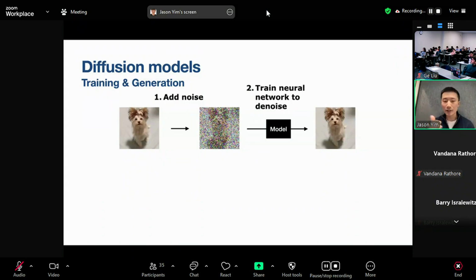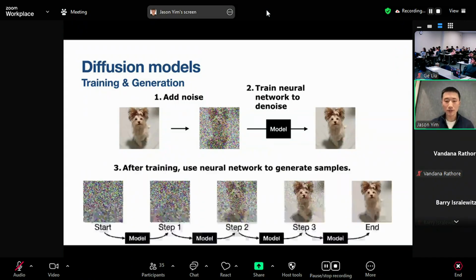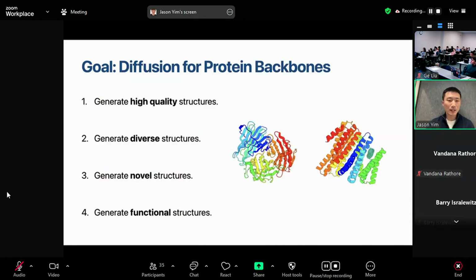And if you can do this task really well for different amounts of noise, then you can start from pure noise, and then you can take these iterative steps where at the very end, the model is going to denoise enough of it that you end up with a real image. And this has led to a lot of breakthroughs in diffusion models. So how do we translate to protein backbones?